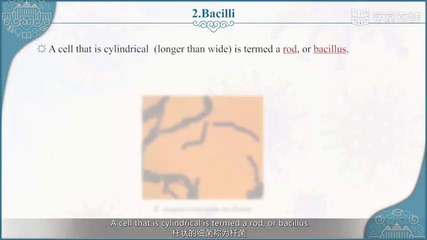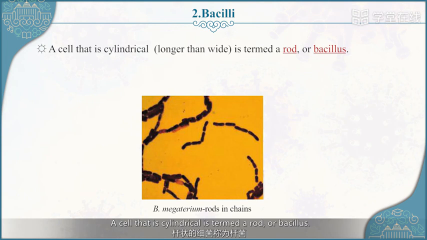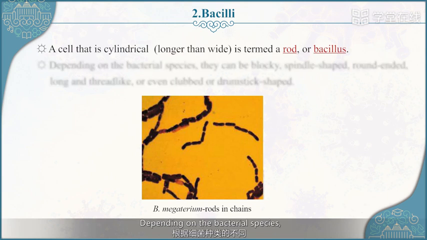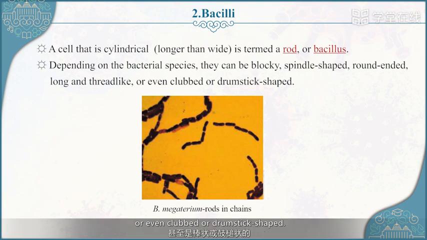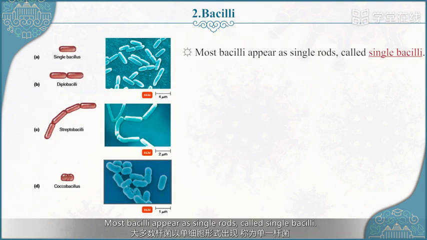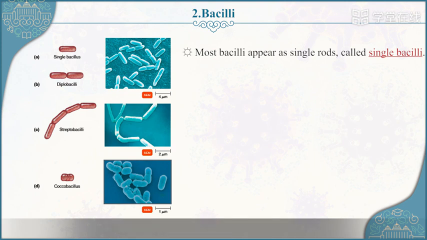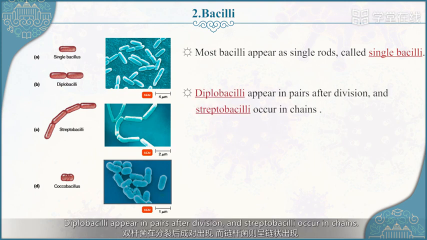A cell that is cylindrical is termed a rod or bacillus. Rods are also quite varied in their actual form. Depending on the bacterial species, they can be blocky, spindle-shaped, round-ended, long and thread-like, or even clubbed or drumstick-shaped. Bacilli divide only across their short axis, so there are fewer groupings of bacilli than cocci. Most bacilli appear as single rods, called single bacilli. Diplobacilli appear in pairs after division, and streptobacilli occur in chains.